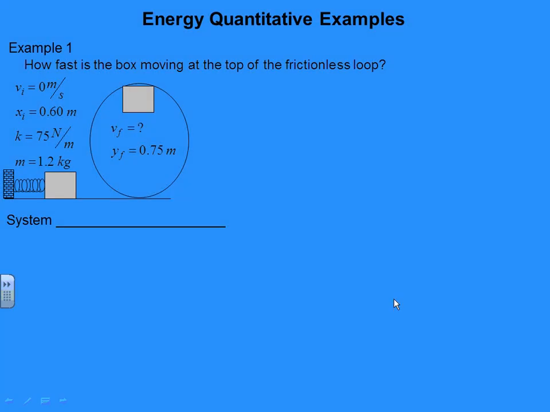So here's one of two quick examples. Here we have a box which is against a compressed spring, which is going to push it, and it'll go around the loop. And here's all the information we know, and hopefully you know what all the variables mean. So first off, we want to find out how fast the box is moving at the top of the frictionless loop. So this is one of those problems where we're only using conservative forces.